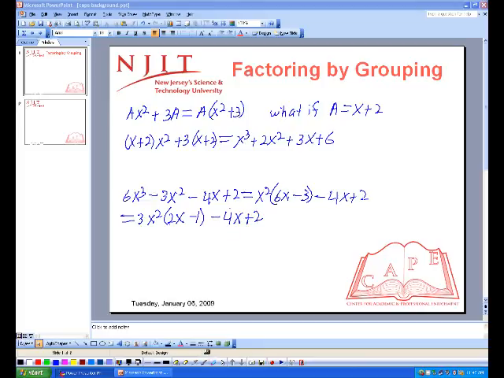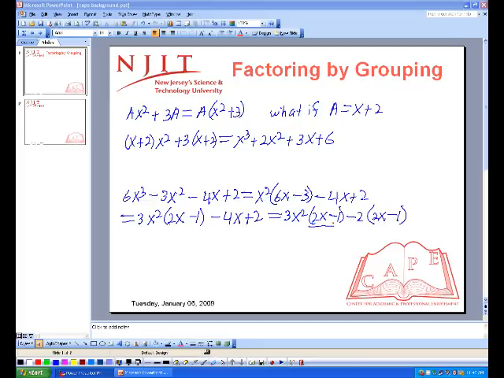Now we need to do something with the negative 4x plus 2. Let's factor out a negative 2. So it's going to equal 3x squared times (2x minus 1) minus 2, the negative 2 that we factored out, times (2x minus 1). Notice negative 2 times a positive 2x is going to be a negative 4x, and negative 2 times negative 1 is going to be a positive 2.